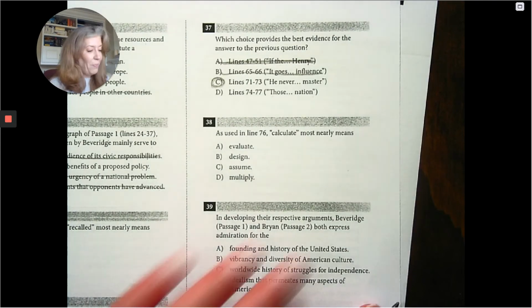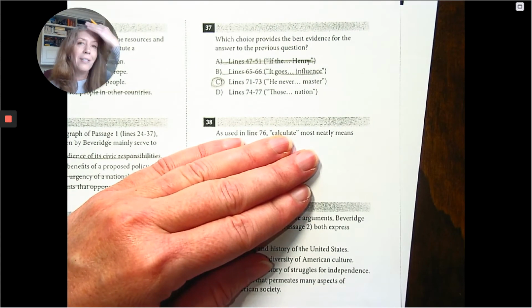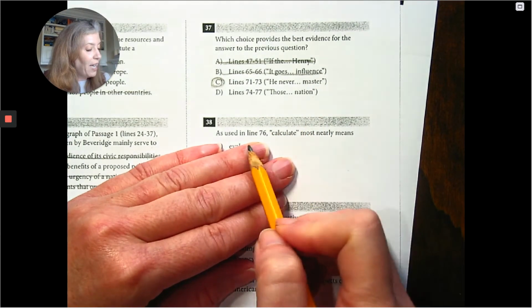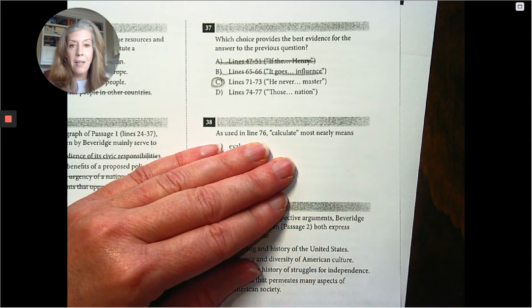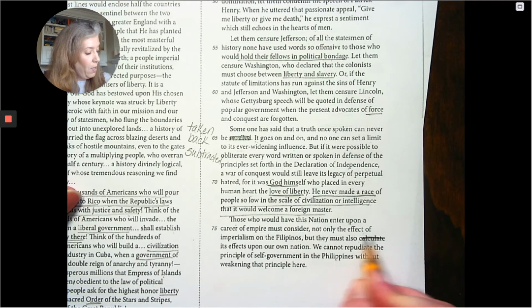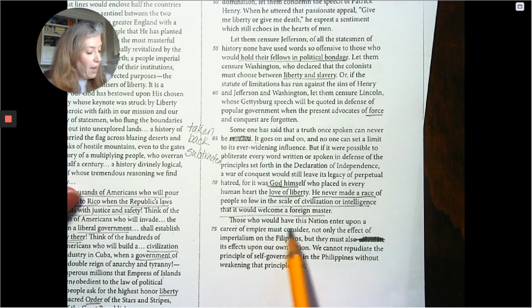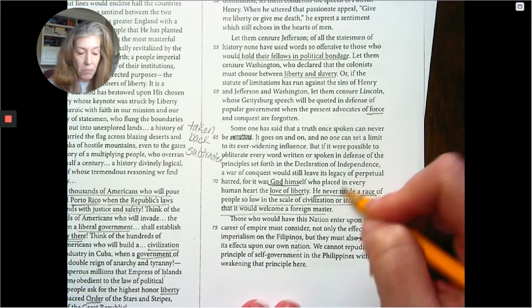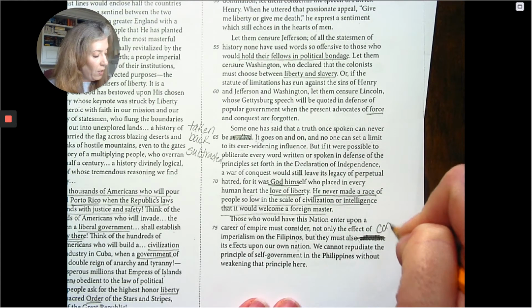We have another one. Oh, don't look at there. We can't have you falling in love. As used on line 76, calculate most nearly means. Let's go back to line 76 and come up with a simple logical word to take its place. There it is there. Those who would have this nation enter upon a career of empire must consider not only the effect of imperialism on the Filipinos, but they must also its effects on our own nation. I'm going to reuse this word. I'm going to say they must also consider.